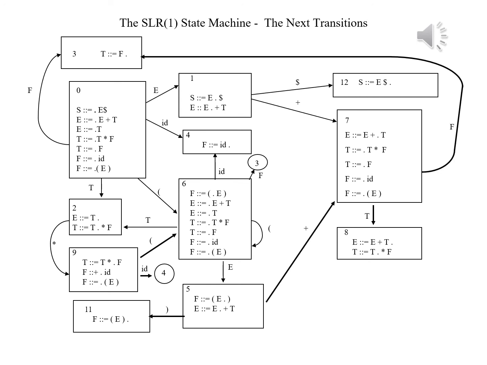On F, we will go from state 7 to state 3, and we transition from T derives dot F in state 7 to T derives F dot in state 3. On identifier, we go from state 7 to state 4, from F derives dot identifier to F derives identifier dot. Our last transition from state 7 is on open parenthesis, where we will go from F derives dot open parenthesis E close parenthesis to F derives open parenthesis dot E close parenthesis.